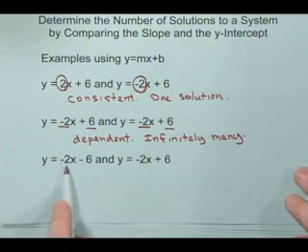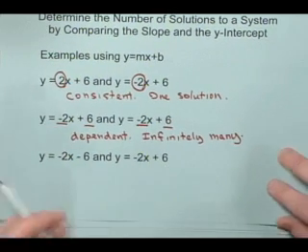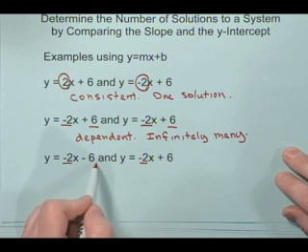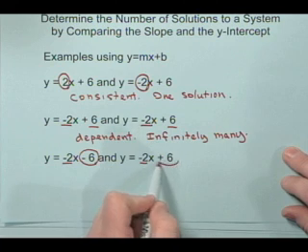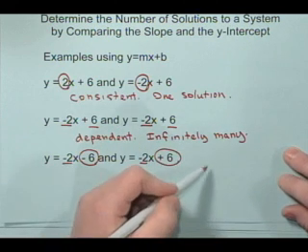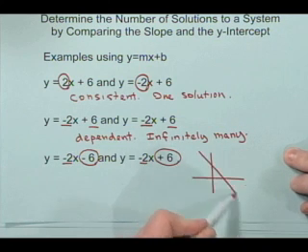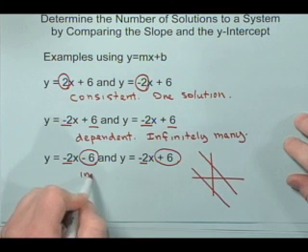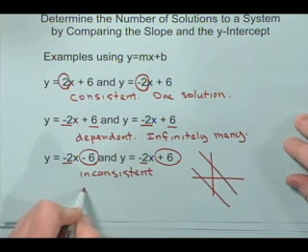Finally, let's look at y equals negative 2x minus 6 and y equals negative 2x plus 6. Again, they have the same slope, so we need to move on and check out the y-intercept. One of them has a y-intercept of negative 6. The other line has a y-intercept of positive 6. If we were to graph these, they would more or less have this appearance. Those are two parallel lines that will never cross. So this is an inconsistent system, and there are no solutions.